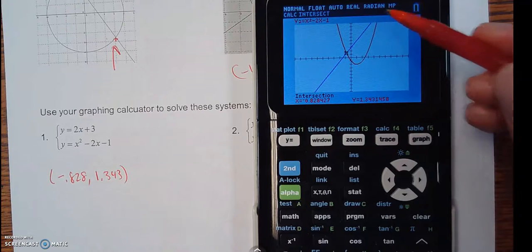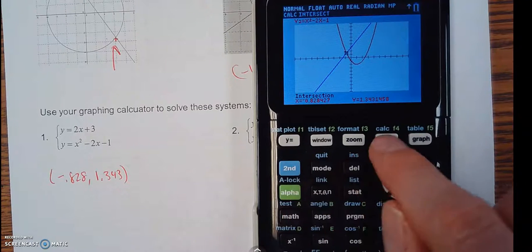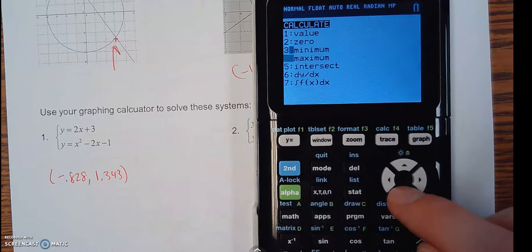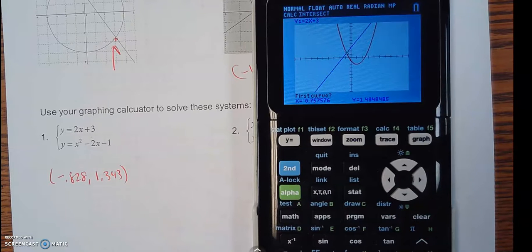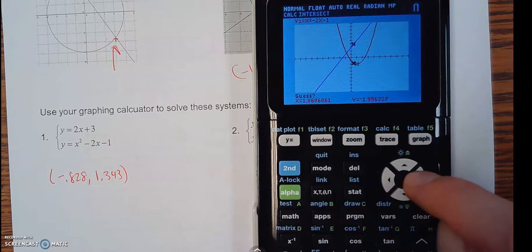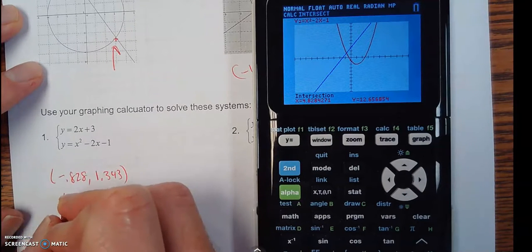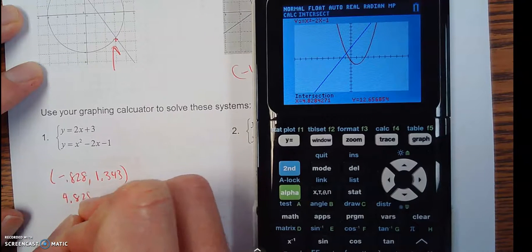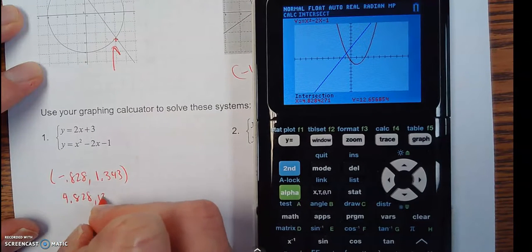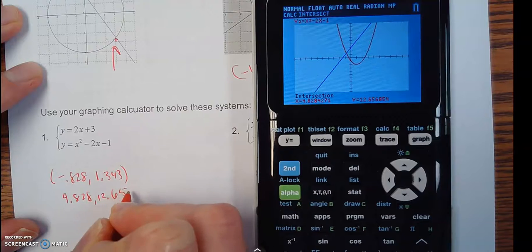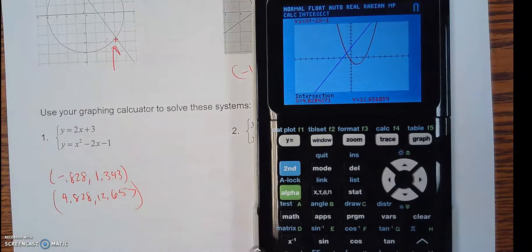Okay. Now I want to find the other one because there's a second solution here. It's going to curve back around and hit it twice. So I'm going to go second, calc, and repeat the same steps you just did. Intersect. First curve, I'm on the blue curve, yes. Red curve is my second curve, yes. Now I need to get my cursor closer to this other intersection, which happens to be off the graph. I'm pretty close though. So hit enter, and it popped up at the bottom there, 4.828, comma, 12.657. Okay, so there's my 2 solutions.